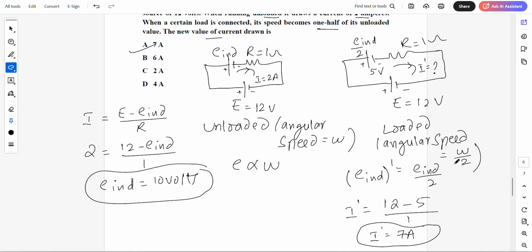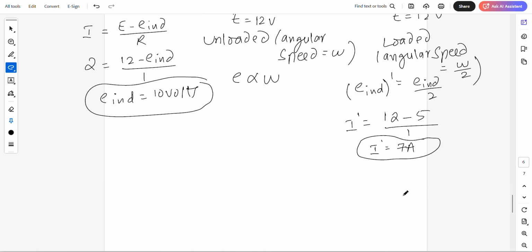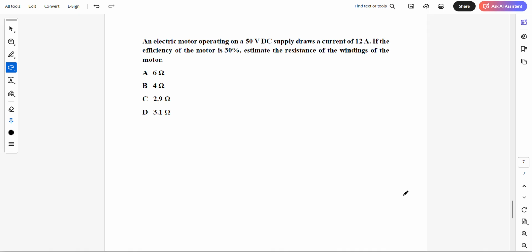Okay, the angular speed here is reducing. I dash is equal to 7 amperes. Hope you understood this one. We'll go to the next problem.